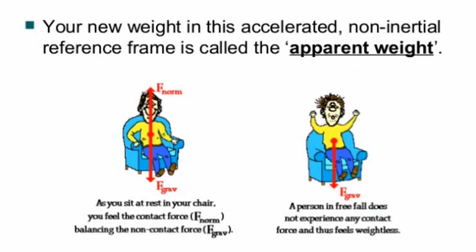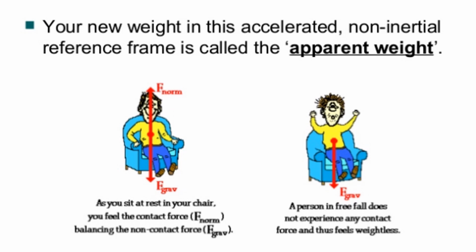In the previous example of the elevator, we can see that the frame of reference is in motion or at rest depending upon in which direction it is moving. The observer decides whether the weight of the object will be affected. Now, when the elevator is being accelerated, the new weight in this accelerated, non-inertial frame of reference is called the apparent weight that appears to you.